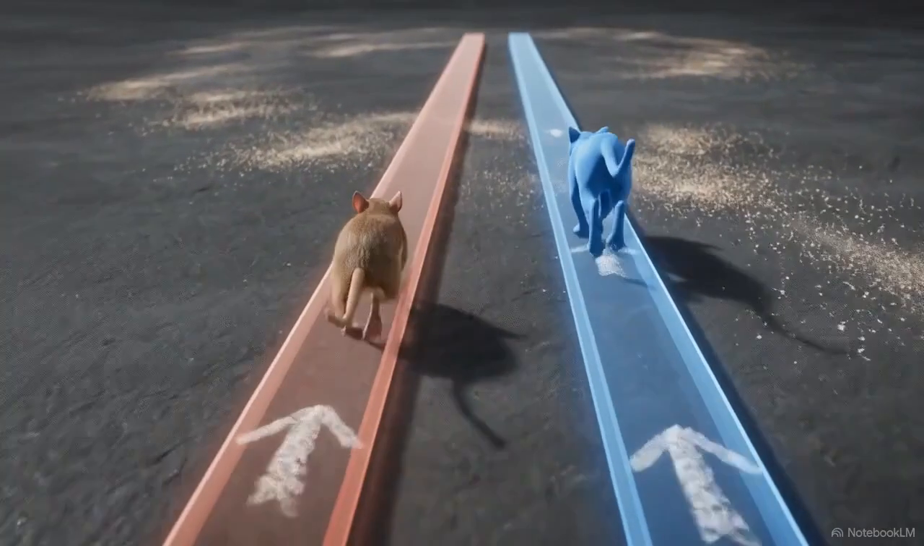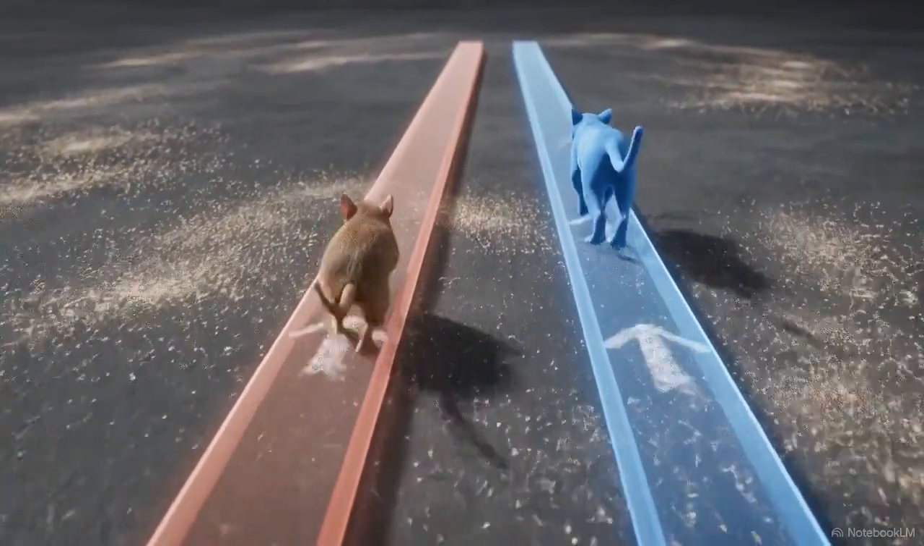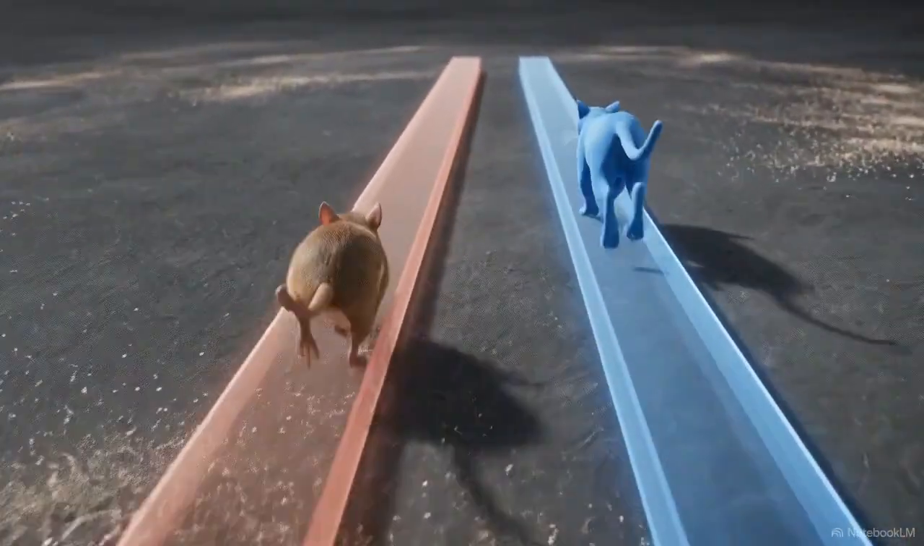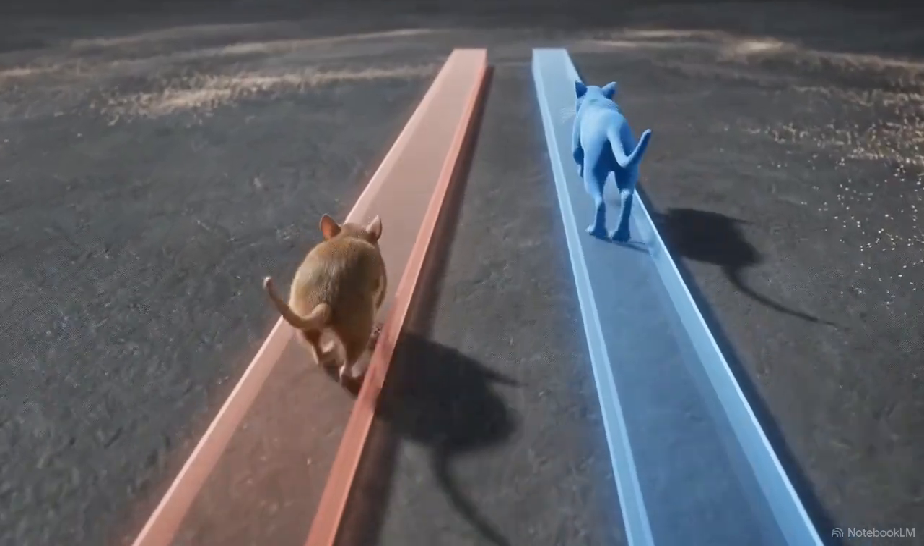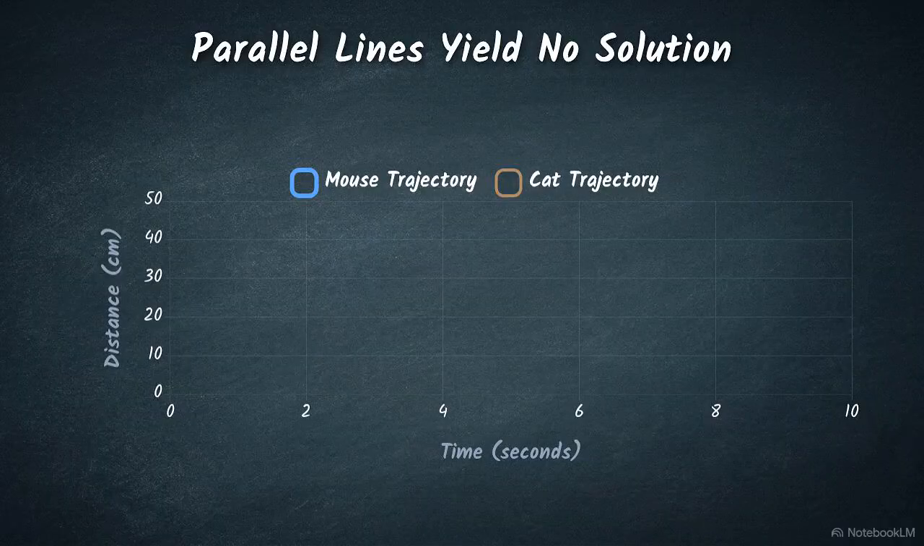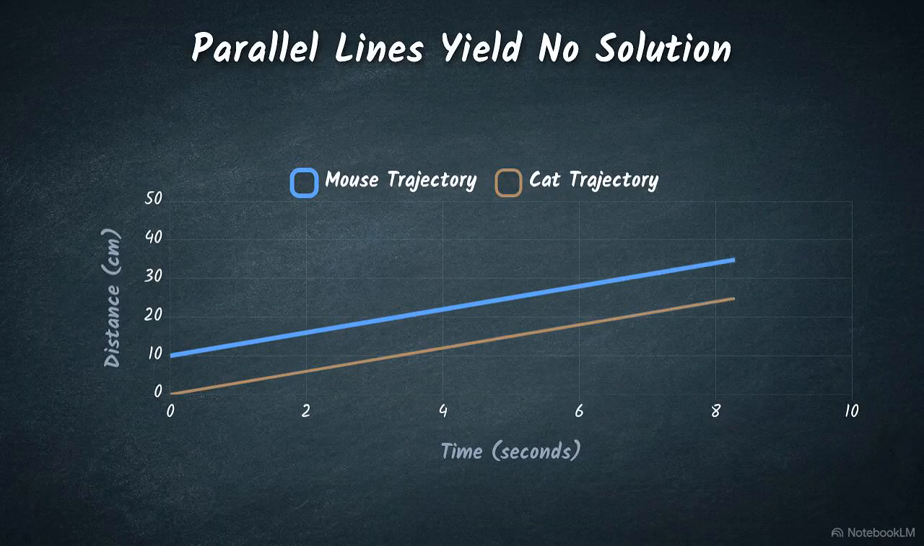But what if the variables change? Imagine a scenario where both run at the exact same speed, but the mouse still starts with a lead. This creates a system with no solution. The two lines are perfectly parallel. Because their rates of change are identical, the characters will stay exactly 10 centimeters apart forever.